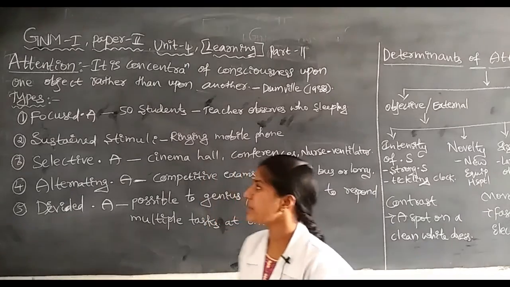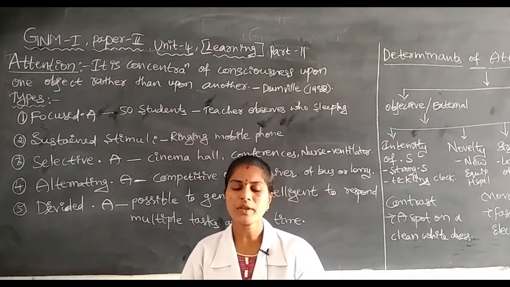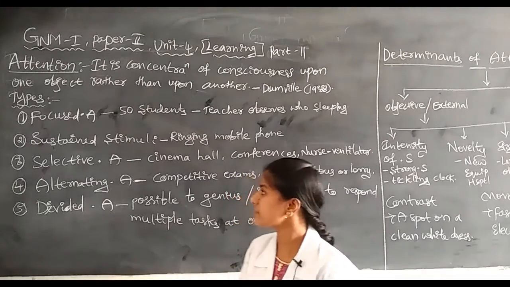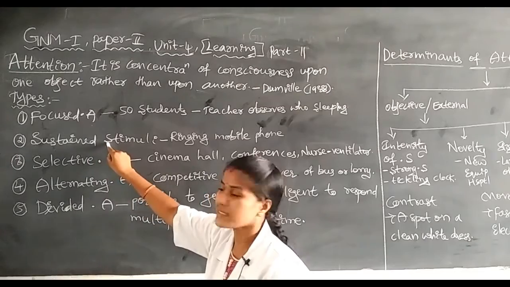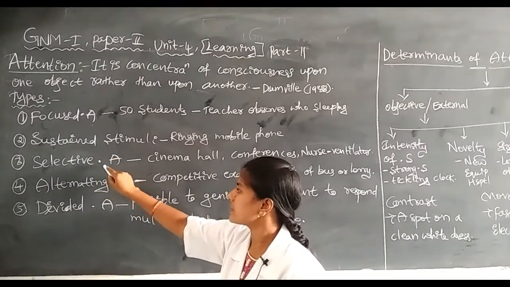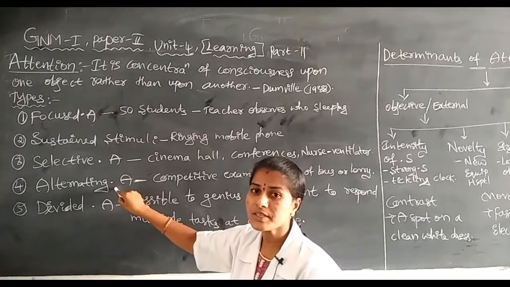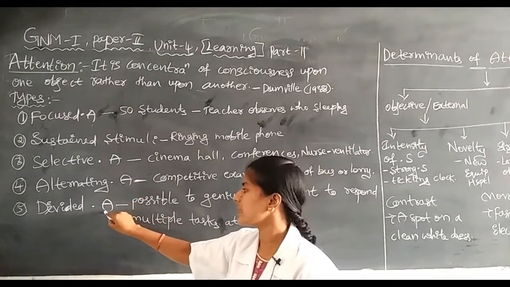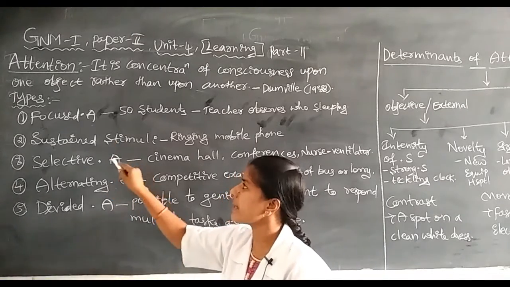Next, we are going to discuss the types of attention. The first one is focused attention, the second is sustained attention, the third is selective attention, the fourth is alternating attention, and the fifth is divided attention.